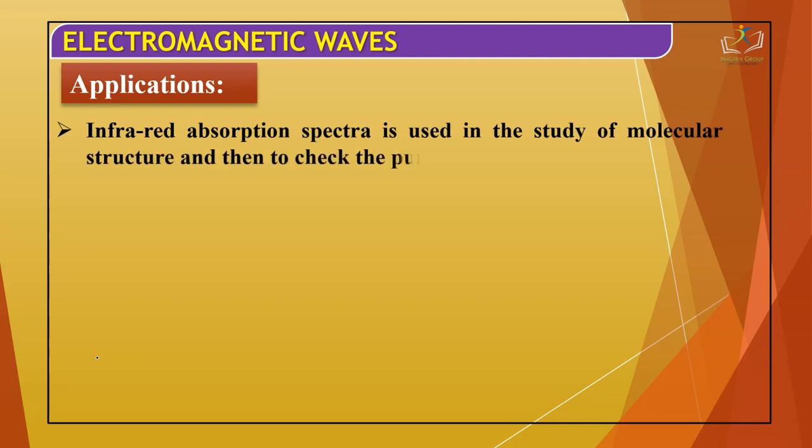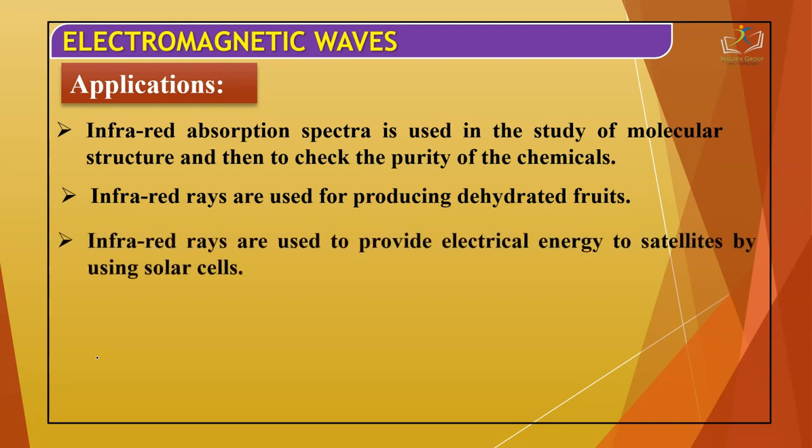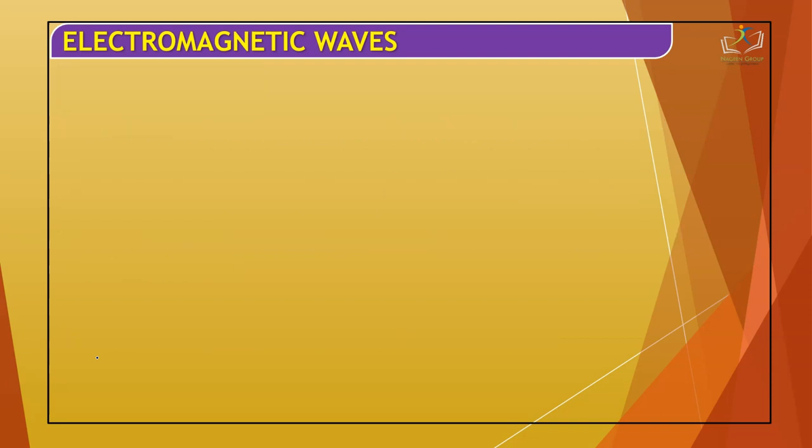Infrared absorption spectra are used to study molecular structure and to check the purity of chemicals. Infrared rays are used for producing dehydrated foods. Infrared rays are used to provide electrical energy to satellites by using solar cells. And infrared rays are used to treat muscular strain also.